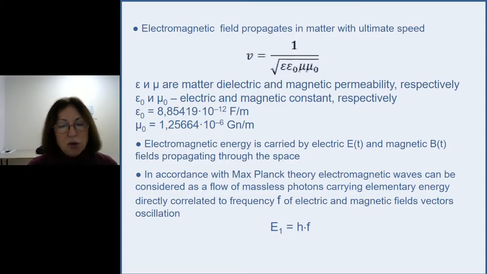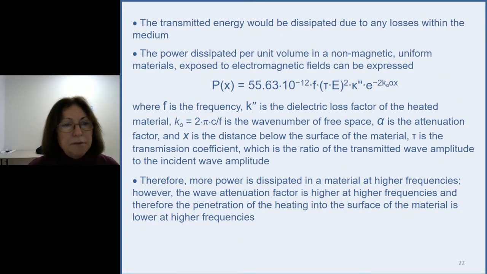So, of the source of this electromagnetic wave. And look, the transmitted energy would be dissipated due to any losses within the medium. And the power dissipated per unit volume in a non-magnetic uniform material exposed to electromagnetic fields can be expressed.